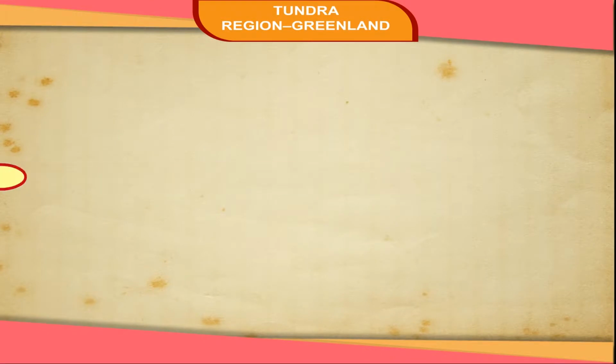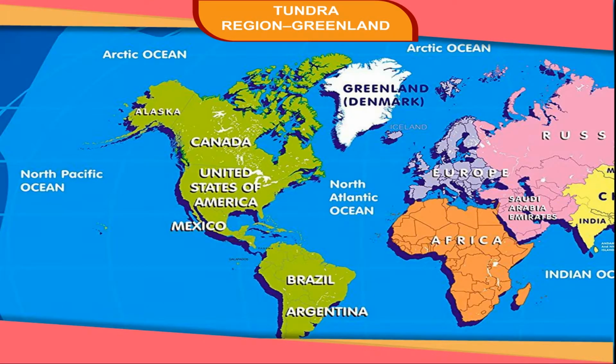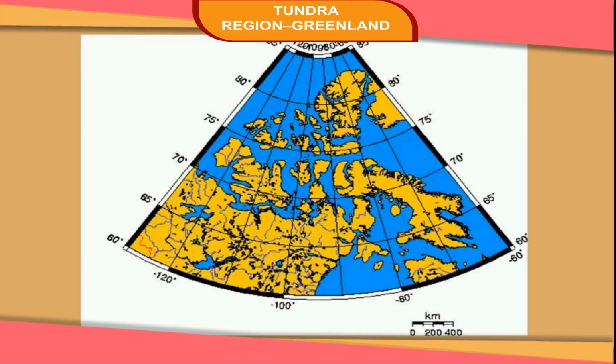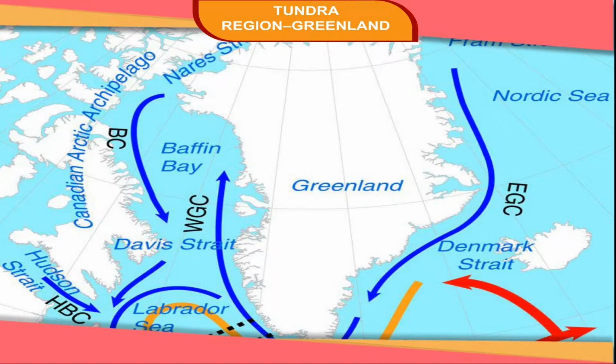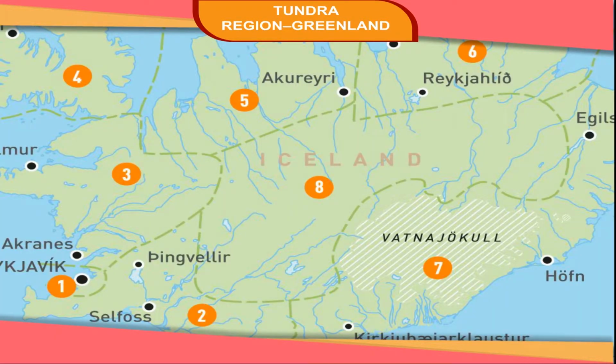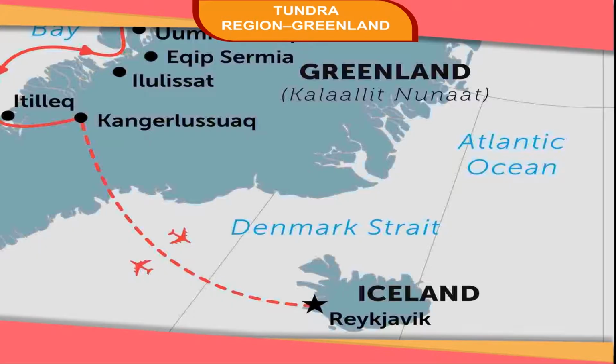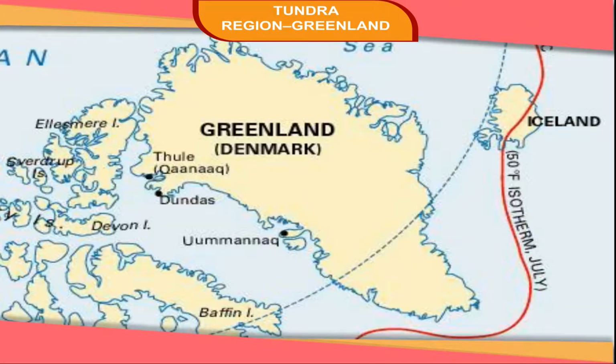Location and land. Greenland lies between the North Atlantic Ocean and the Arctic Ocean. Two-thirds of the island lies within the Arctic Circle. Greenland is separated from the Canadian Arctic Archipelago on the west by Davis Strait and Baffin Bay. The nearest European country is Iceland, which is separated from Greenland by the Denmark Strait on the east.